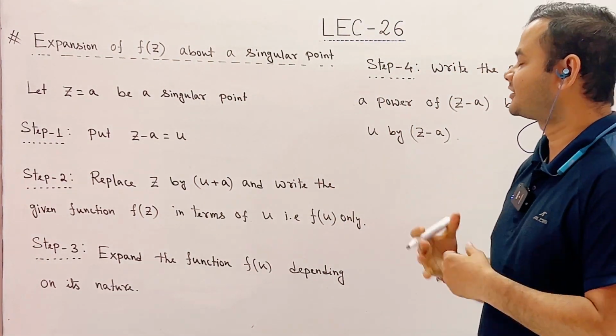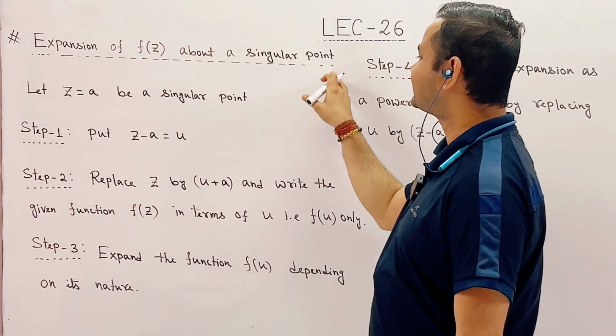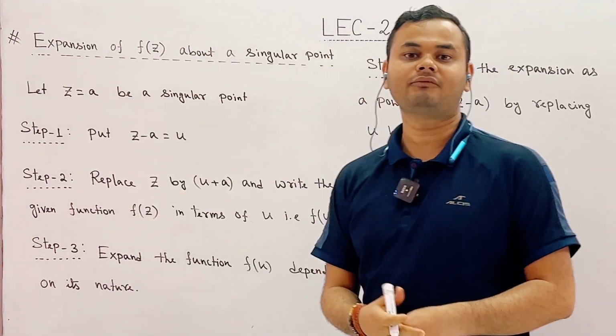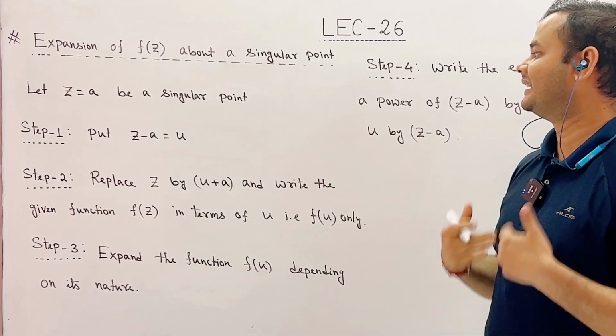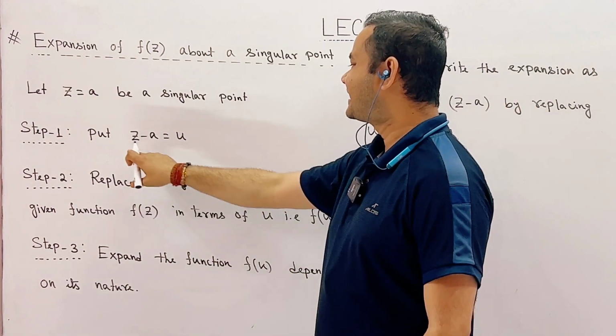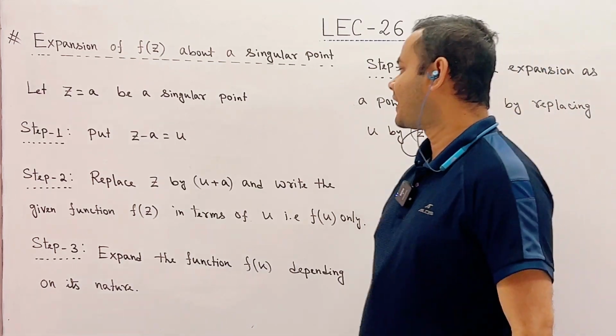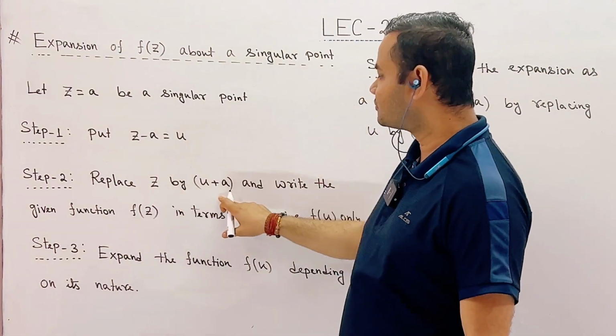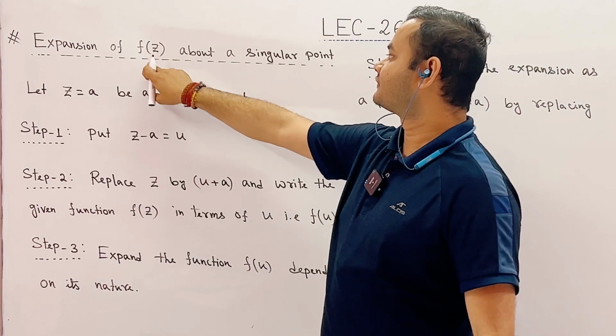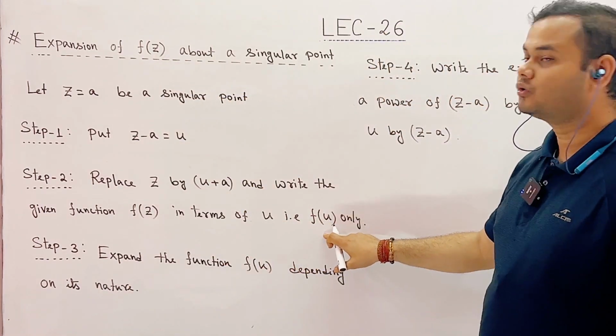Students, to expand a function f of z about a singular point z equal to a, we have to follow 4 steps. In step number 1, we have to put z minus a is equal to u. In step number 2, we have to replace z by u plus a and then write this function f of z in terms of u only.